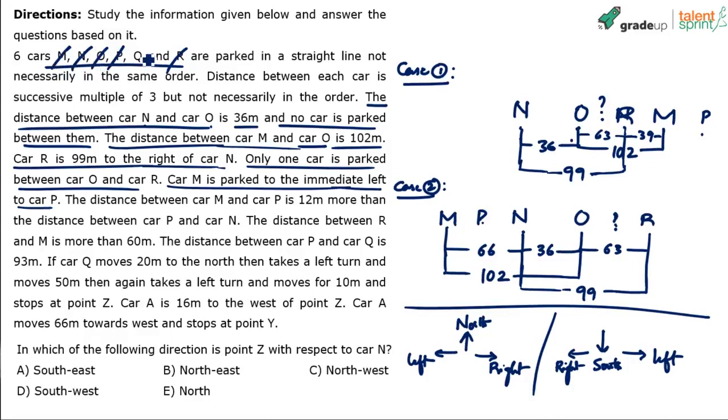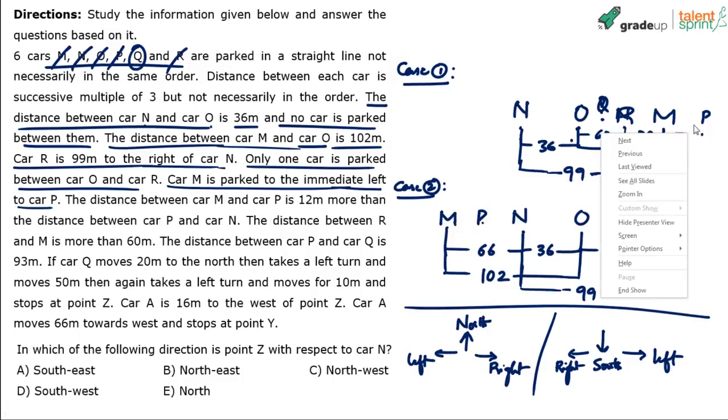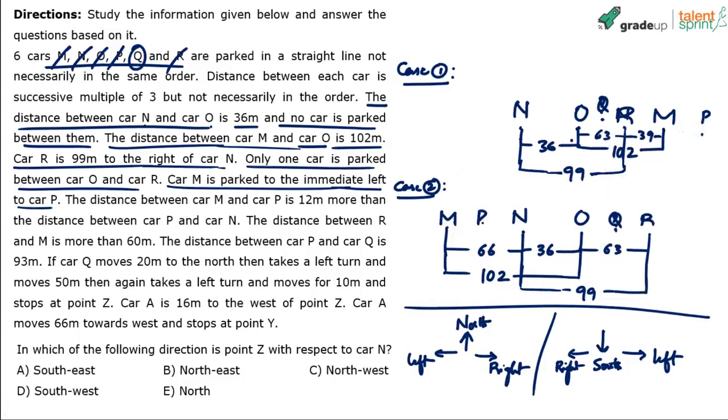M, O, R, N, P have been marked. So whatever is the left out car is Q. That should come in place of the question mark. Whatever comes here is Q. Of course, the distance between O and R, between Q and R, all that is not known to us, but that's the arrangement. Again, the distances between M and P, P and N, all these things are not known to us. We'll find that out. Move to the next point.